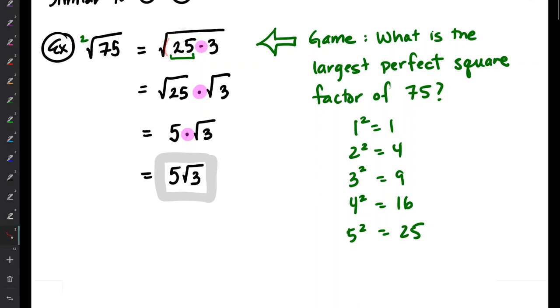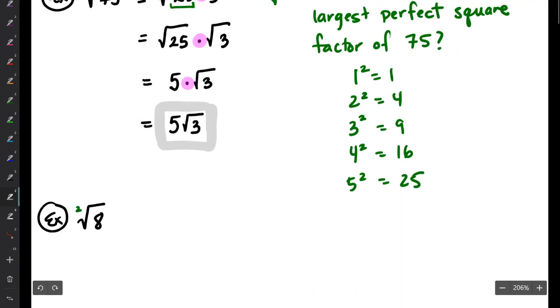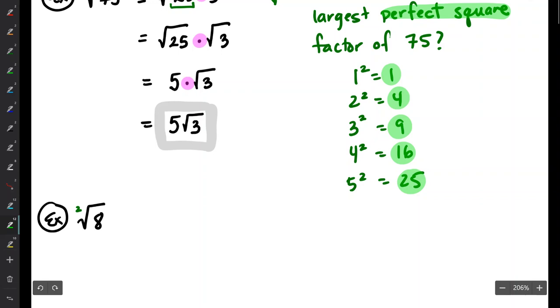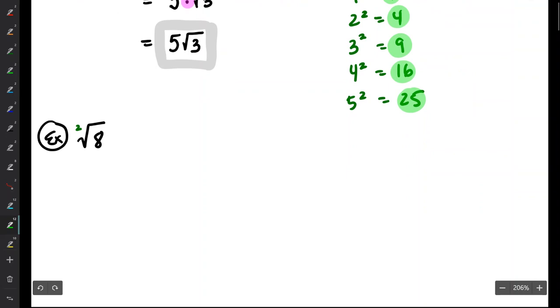Let's do another example. How about the square root of 8? Again, since these are square roots, I'm asking myself what perfect square goes in evenly to 8. These are all my perfect squares. There's more of them, of course. You can see that 4 divides in evenly to 8. 4 is a factor of 8. So I can write 8 as 4 times 2.